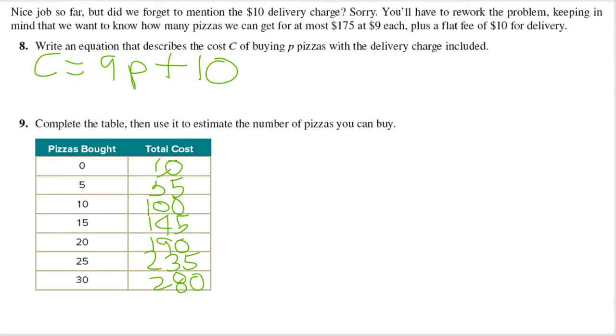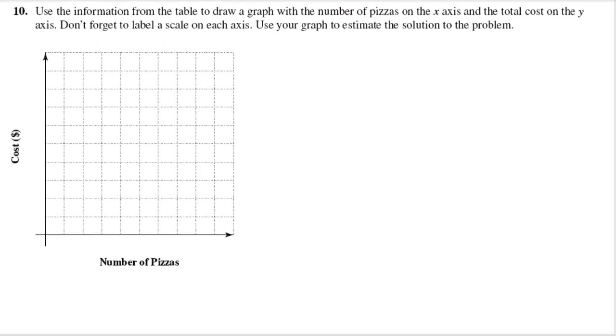Looks like question 10 wants you to graph this. Restart the video once you've done that. Okay. So I'm going to use the same scales as I did before. So 5 pizzas per line would get me up to 50 pizzas. And going up to $300 will work. Even with the delivery charge, I'm still at 280.